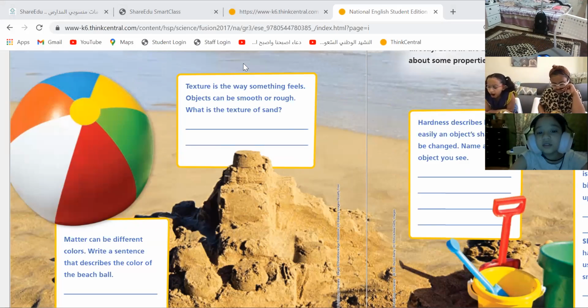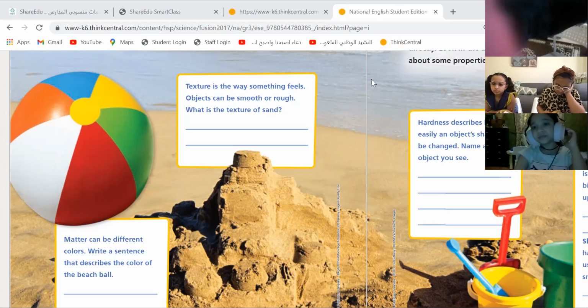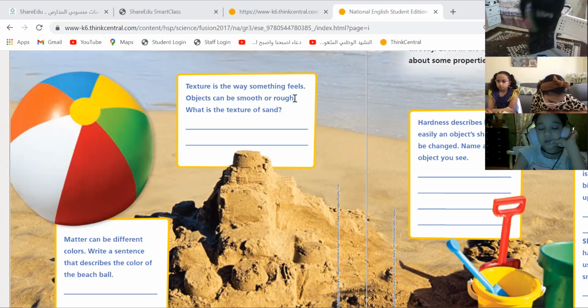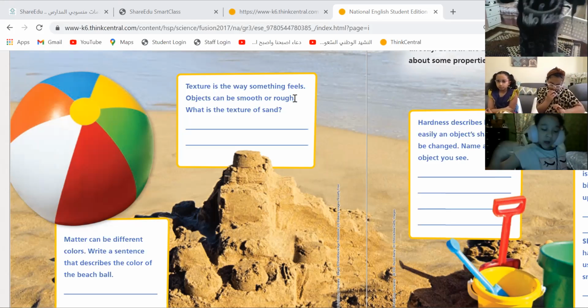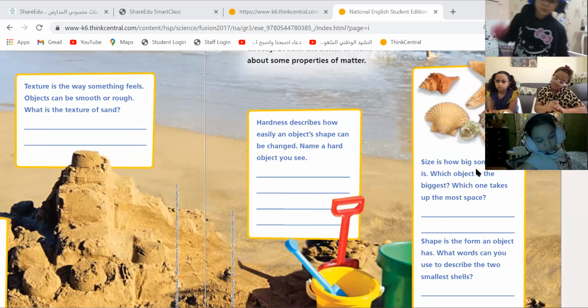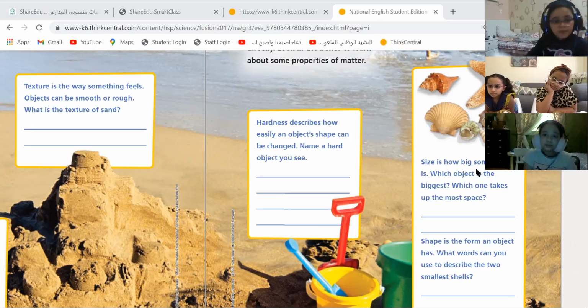Like soft. Okay, you sometimes feel it's soft, but try to rub it between your hands. It looks like a scrub. So is it soft like a feather or is it rough like sand? Rough. Yes, so the sand feels rough. What about the hardness? Something can be hard and others can be soft. Excellent, ya Fatima.